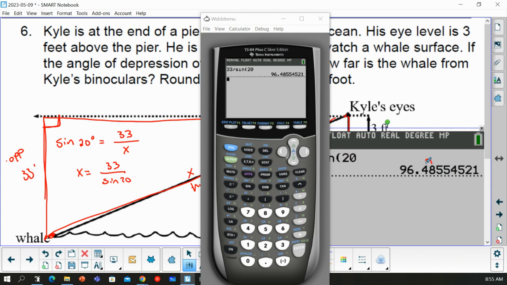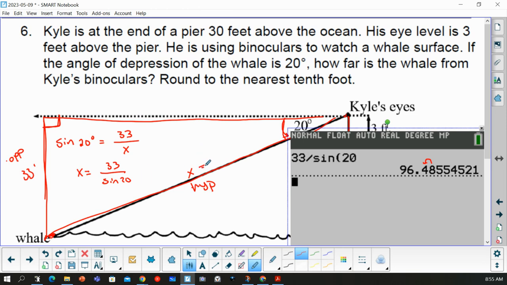96.48. So if I round it, that 4 is going to turn into a 5, so 96.5. And so our answer is going to be 96.5, and this was in feet, so it'd be feet. So the whale is 96.5 feet from Kyle's binoculars. And that is the answer to number 6 and the last question on this imposter test. I hope that you do well on the real test.